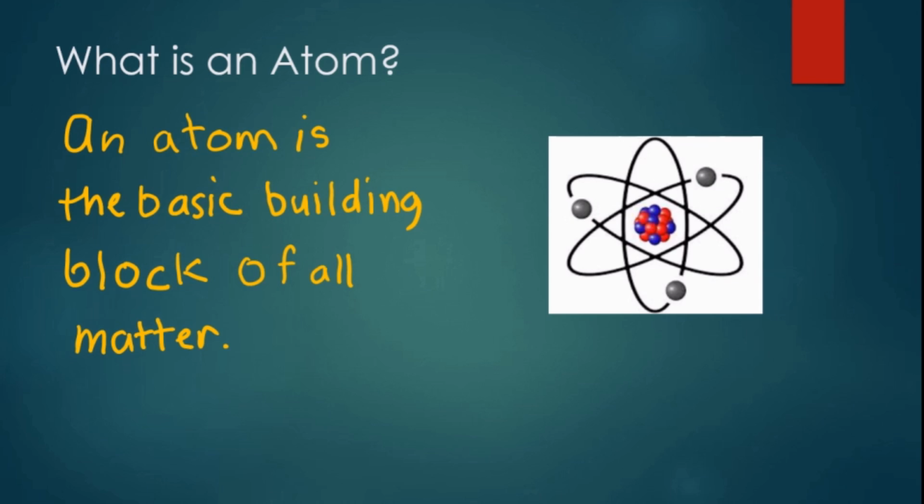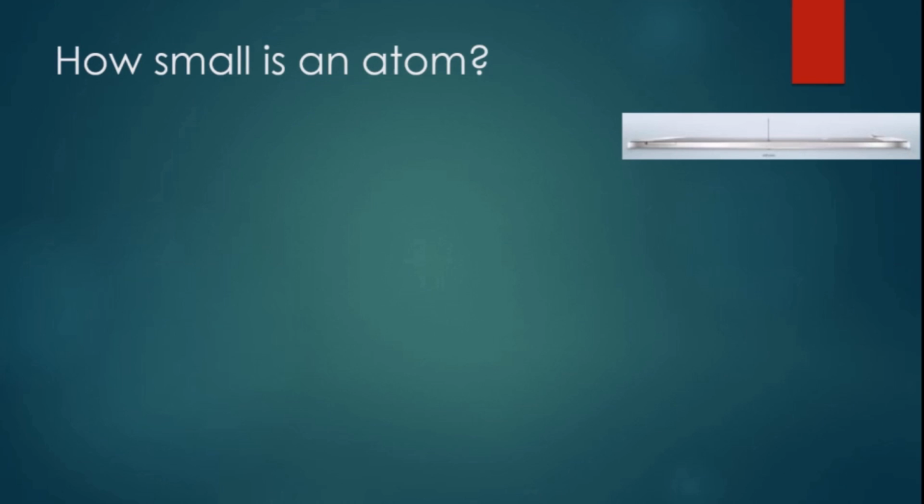Anyway, so how small is an atom? An atom is actually a millionth of a millimeter. So let's put that here. A millionth of a millimeter. Yeah, that's how tiny it is. It's a millionth of a millimeter. I'll probably have to add some extra spaces over here to make it a little bit neater.